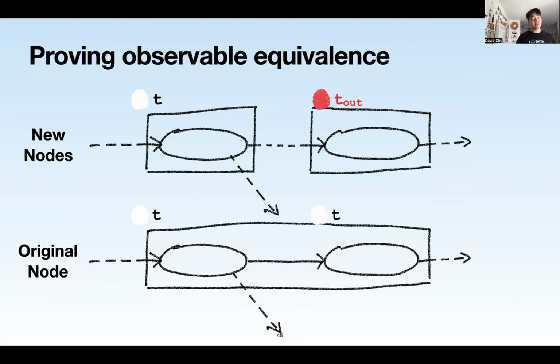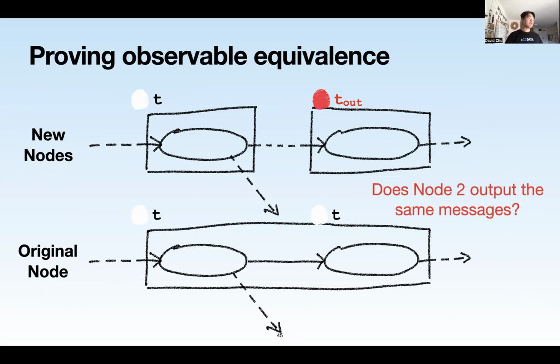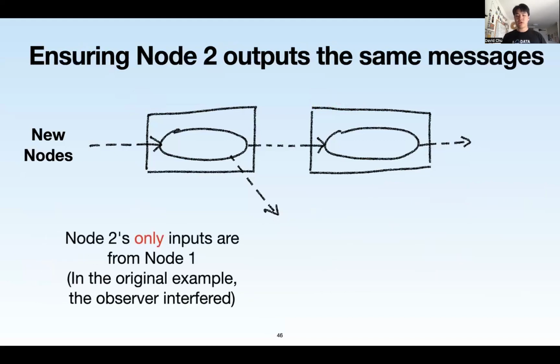We actually said that this delaying was fine. Remember when we talked about observable equivalence, we said we can delay outgoing messages. That's okay. So the actual question we want to ask is, sure, it's delaying output messages, but are they even the same messages? Can you process the same messages later and get the same outputs? Hard to say.